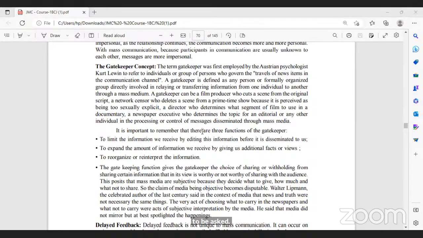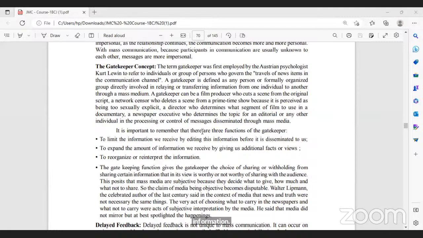So when we say gatekeeper, to help you understand better, let us talk about examples. It is like a film producer who cuts a scene from the original script, or a network censor who deletes a scene from a primetime show because it is perceived as too explicit in terms of verbal communication or sexually explicit, or a director who determines what segment of film to be used in a documentary, or a newspaper executive who determines the topic for an editorial, or any other individual in the processing or controlling of the message. So the gatekeeper concept refers to controlling the flow of information.